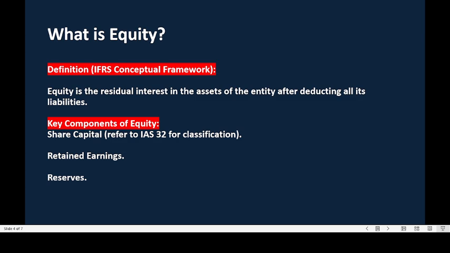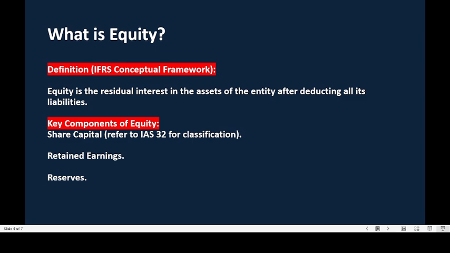Equity is composed of several key components. Share capital. This refers to the funds invested by shareholders. IAS 32, Financial Instruments Presentation, provides guidance on the classification of shares. Examples include ordinary shares, common stock. Preference shares, shares with preferential rights.